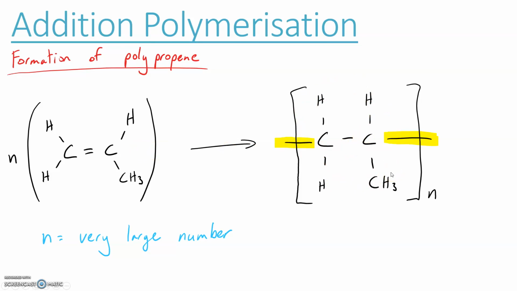Now, firstly, the way that we show a polymer is by showing the repeating part of the polymer drawn in square brackets with an N. In other words, just meaning a lot of these are next to each other to form the long chain of the polymer.